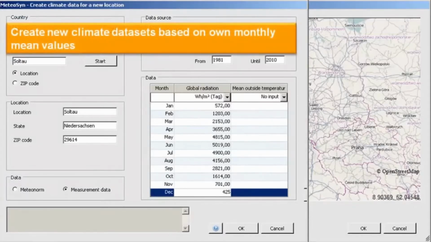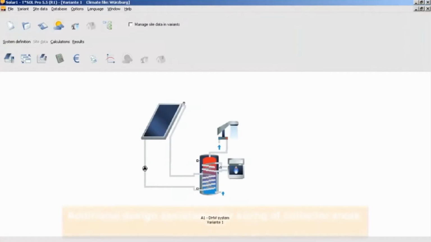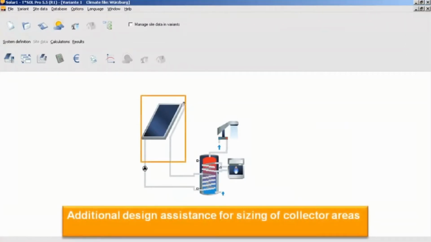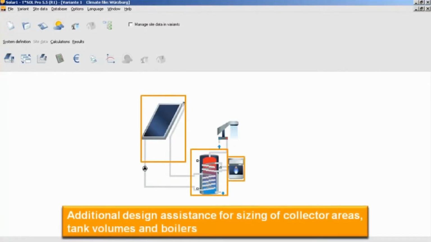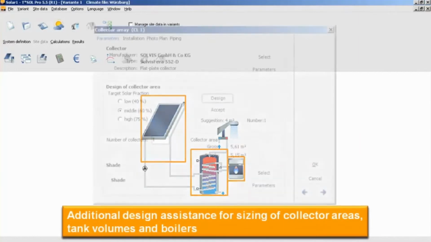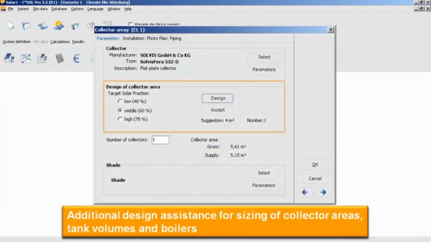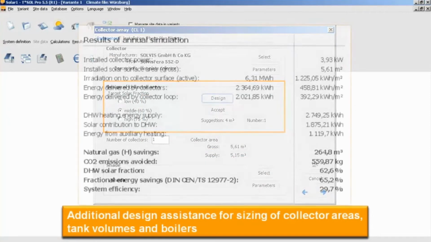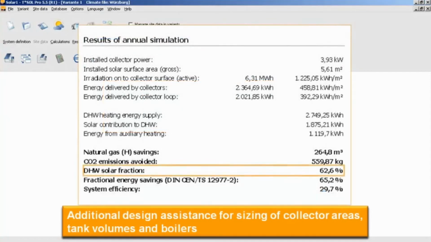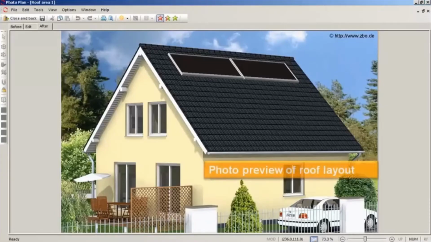You see different locations and the global irradiance at each day, for example, here. Here, this is the final result. So you see the hot water contribution was 62%.